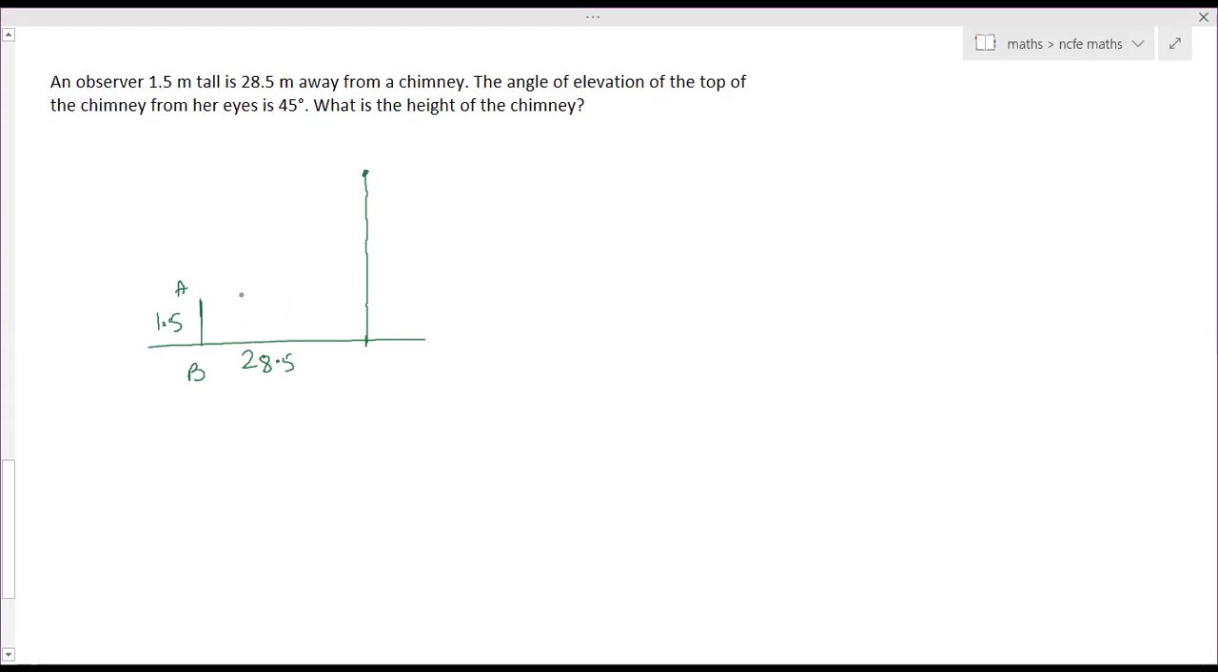Then the angle of elevation of the top of the chimney from her eyes. Her eyes will be at the top of her. So from here, the angle of elevation is 45 degrees. The angle of elevation we have to consider with the horizontal line. So this is the point of observation. From here, you have to draw the horizontal line. So this angle is 45 degree.